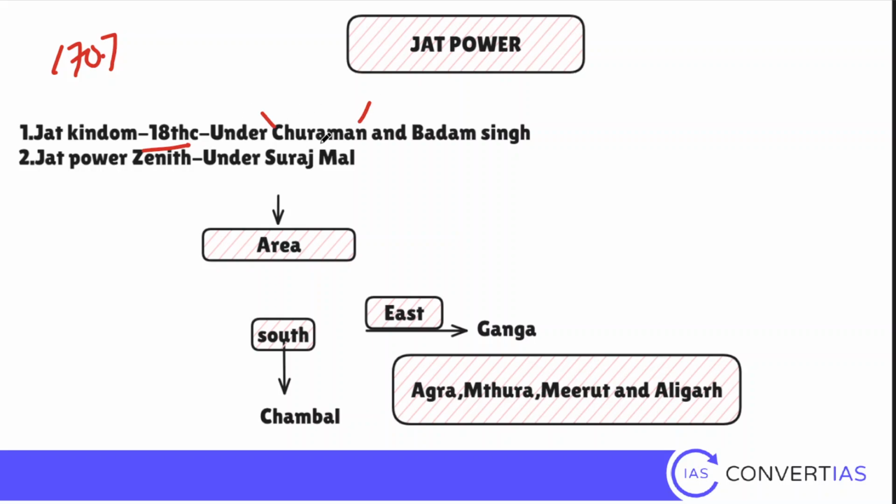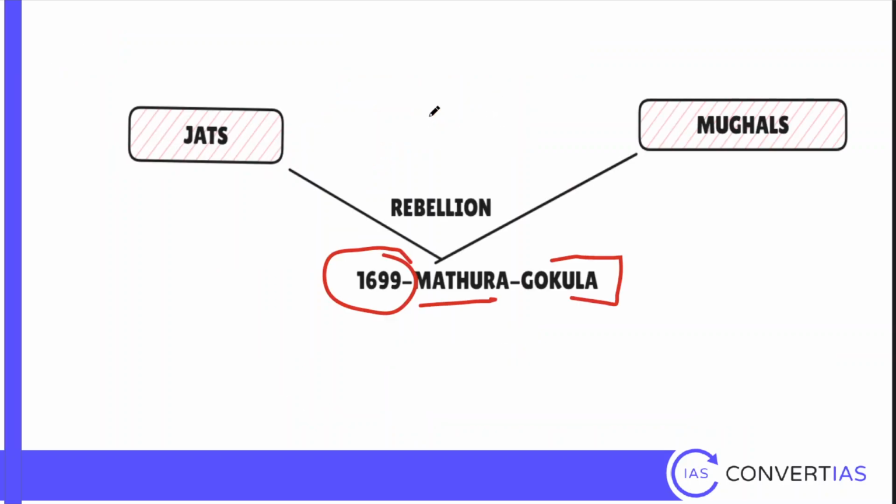This happened under the leadership of Churaman Jat and Banda Singh. Two names to remember. It is Banda Bahadur for the Sikhs, it is Churaman Jat and Banda Singh for the Jats. And this power reached its zenith during Surajmal, another name to remember. Churaman, Banda Singh and Surajmal. If you can remember, just remember Gokula as well.